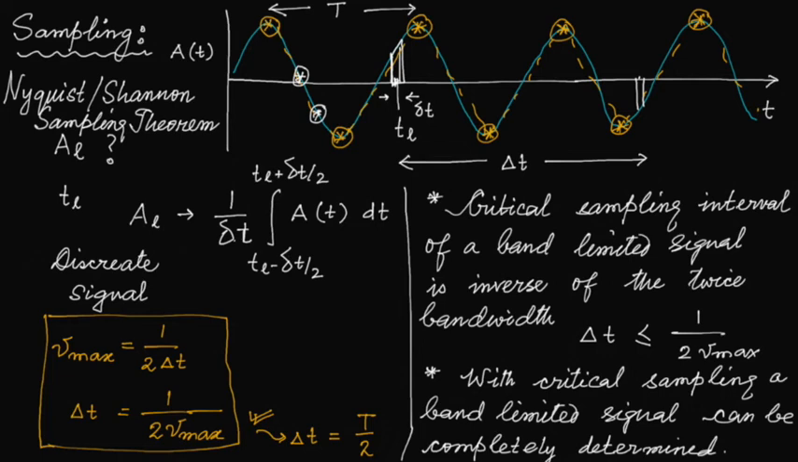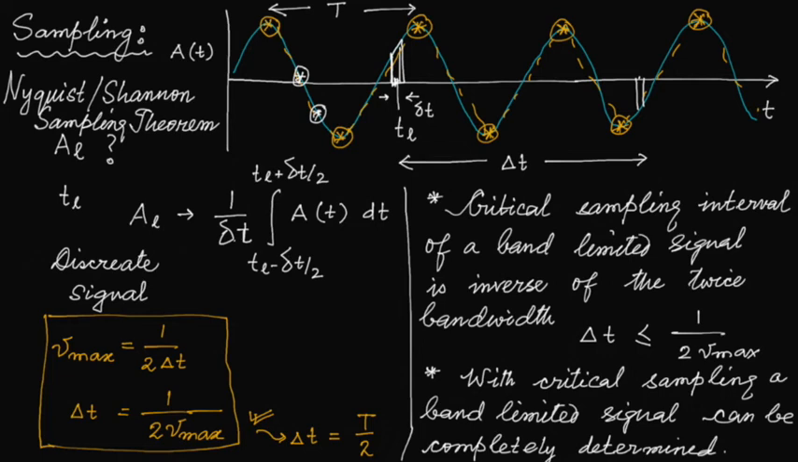Remember that somewhere we decided that our nu max has to be 1 by 2 delta t. We said that we will discuss this later, which tells you that delta t has to be 1 by 2 nu max. Nu max is the maximum frequency in your signal, right? That comes from a theorem, and that's what we are discussing right now.